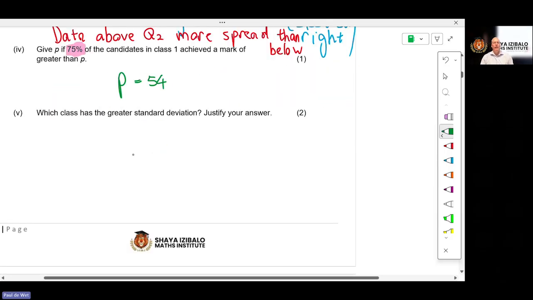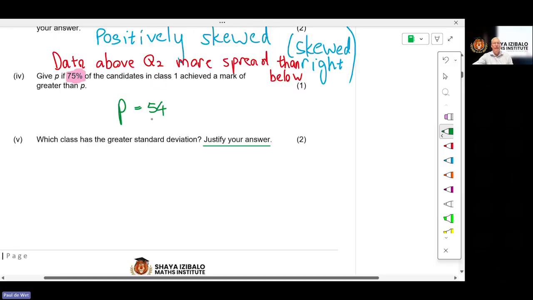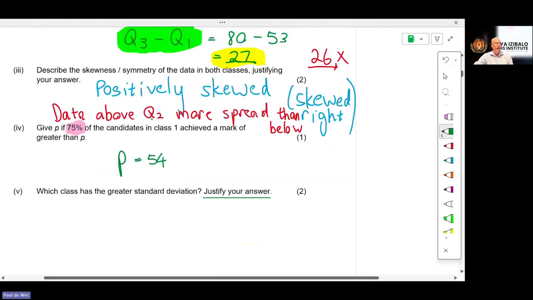Which class has the greatest standard deviation? Now, put your hand up, and I want you to also explain why. Why does one of the classes clearly have a bigger standard deviation? What does standard deviation tell us? What does it tell us about the data?